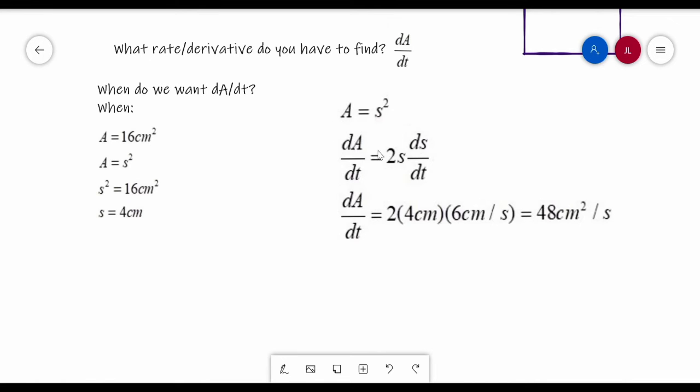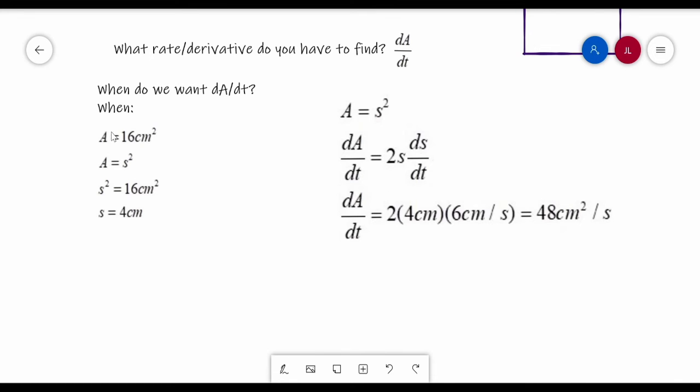So we take the derivative with respect to time. dA dt is, well, here's chain rule, the function squared. So 2 times the function, 2 times s, times ds dt. And now we have to plug in ds dt is 6 centimeters per second, but we need s, not A.